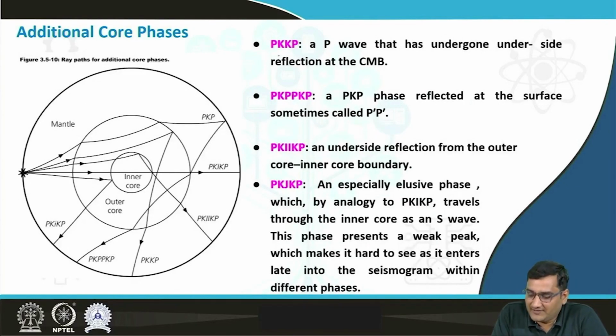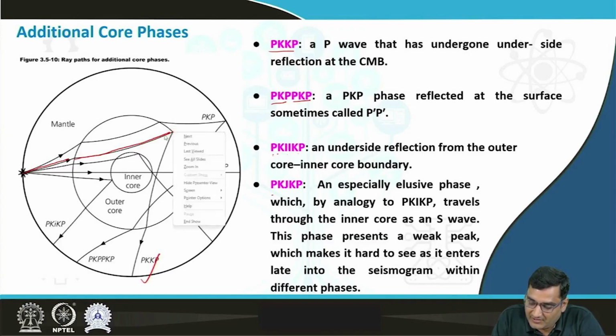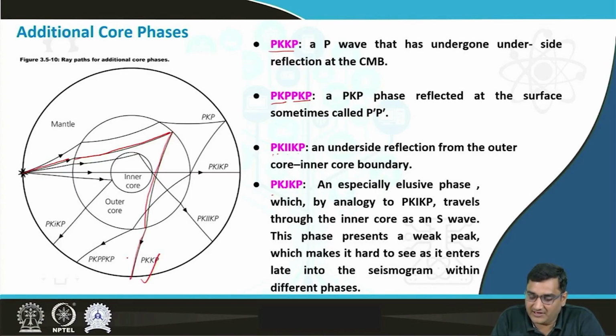There are other phases such as PKKP, PKP, PKKP, and phases such as PKIIKP and PKJKP. PKKP is the phase that has a P wave which has an underside reflection at the core mantle boundary. This is the PKKP phase here. You can see that the ray is traveling as a P wave. As soon as it enters the outer core, it becomes K, and then after the reflection from the core mantle boundary, it travels as K again in the outer core, and as soon as it comes out, it travels as P. So this is your PKKP.